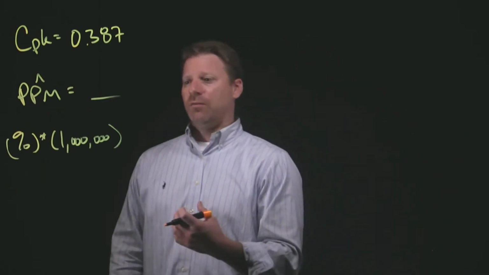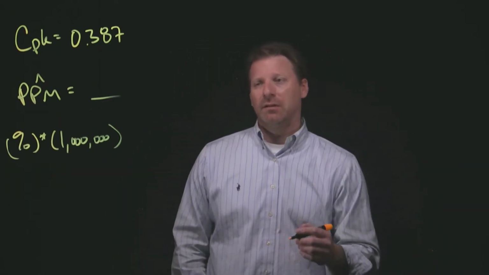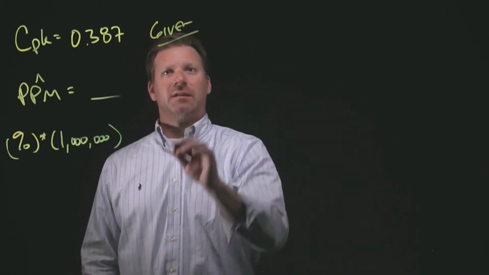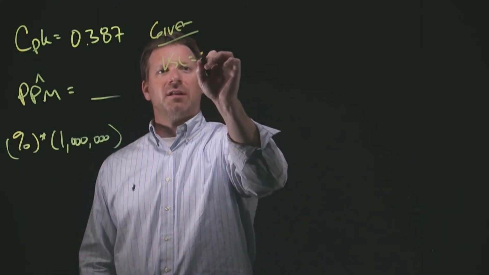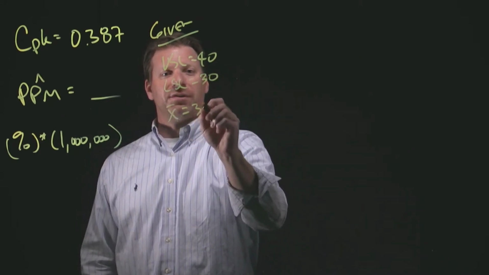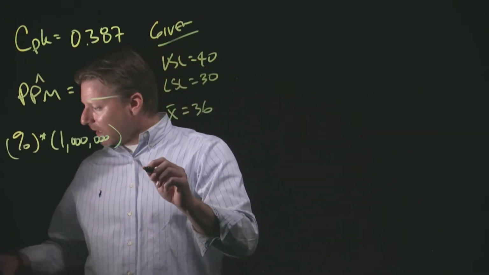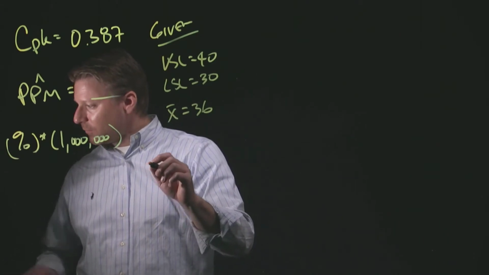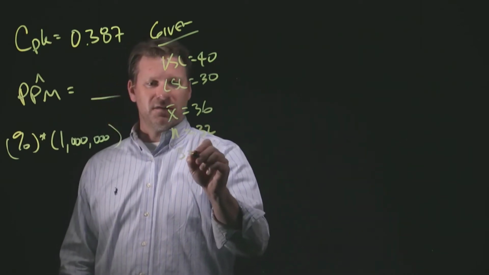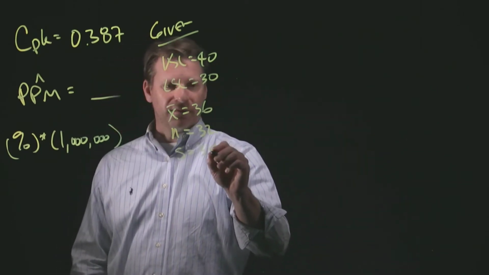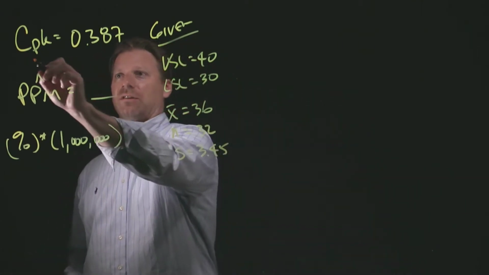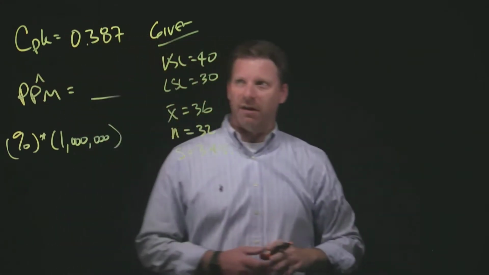So if we look at this expected PPM calculation, in our last example, what was given to us was we had a process under statistical control. Our upper specification limit was 40. Our lower specification limit was equal to 30. Our X bar was equal to 36. Our sample size was 32, and our sample standard deviation was 3.45. So that was our given information, the problem we just looked at, which resulted in this low CPK value.